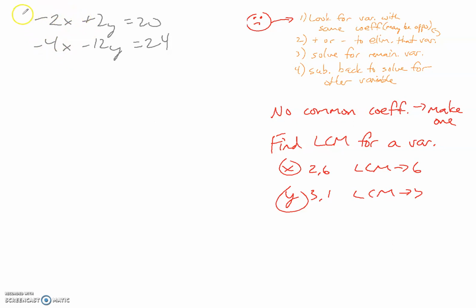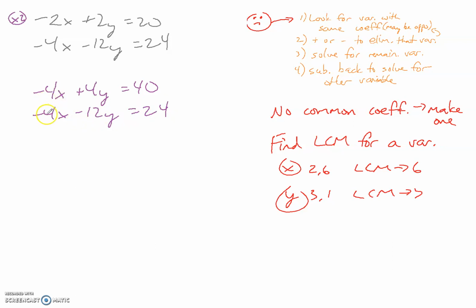So I'm going to multiply that entire expression by 2. So if I multiply that top expression by 2, it's going to change to negative 4x plus 4y is equal to 40. And you could have multiplied by negative 2 as well. It doesn't matter as long as the numbers match up. And then my second expression is going to be the same.